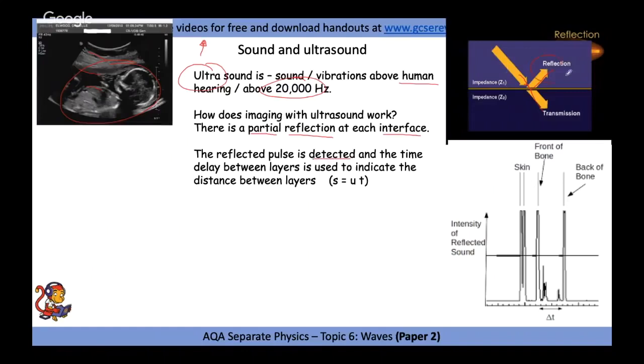So this reflection is detected here, and the time delay between the layers is used to indicate the distance between the layers. So for example, on an oscilloscope, you could see maybe the peak where the skin is reflecting, where the bone is reflecting, and then the back of the bone. We can use the time delay. As long as we know the speed of the waves through that, we can work out the distance between the layers, and that can build up a lovely picture for us. So we get fuzzy images, but they're really safe. And if you think about comparing it to X-rays, that's going to be really important with fetuses.